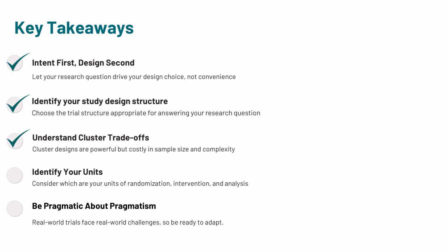Third, carefully consider cluster versus individual randomization. Cluster randomization can be powerful for pragmatic trials in healthcare systems, but it comes at the cost of more complex planning, management, and analysis. Fourth, identify your unit of randomization, unit of intervention, and the unit of analysis because they are not always the same. When these units are different, be sure to account for this during your trial design and analysis accordingly. And finally, be pragmatic about pragmatism. Real-world trials face real-world hiccups. Consent and recruitment may not go as expected. Logistics might force changes. A well-designed trial isn't static, it's resilient.